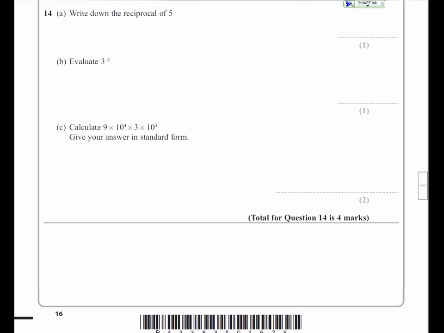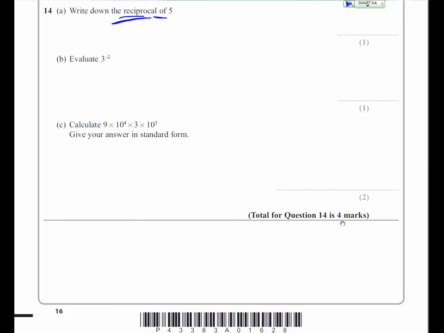Question 14. Write down the reciprocal of 5. Reciprocal is just a word for 1 over. Okay, it's multiplicative inverse, but you don't need to worry about that. Just remember reciprocal, 1 over.